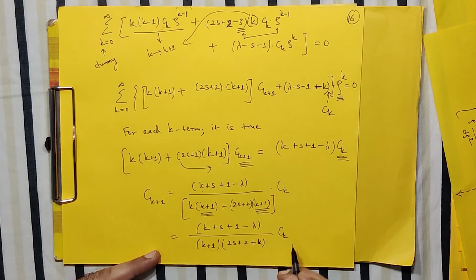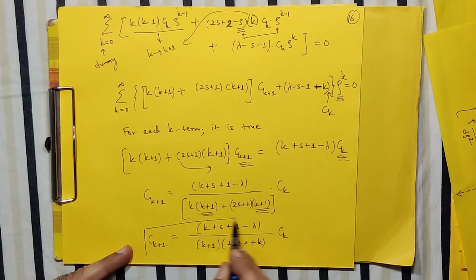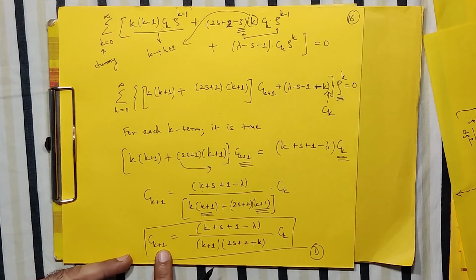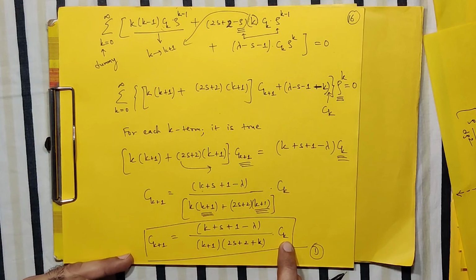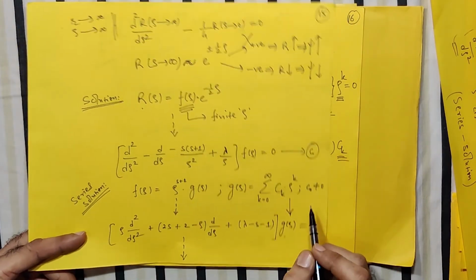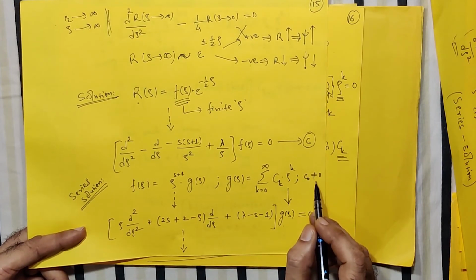Don't forget this ck, here it is ck. So these coefficients ck and ck plus 1 are in fact related with each other. If you know what is ck, by substituting all this information, you get the next coefficient, that is ck plus 1. In fact, that was the reason that I have assumed that your first value of coefficient, that is C0, should not be 0. Just to recall, you remember that I have assumed that C0 should not be 0.